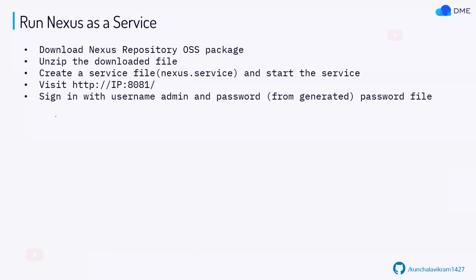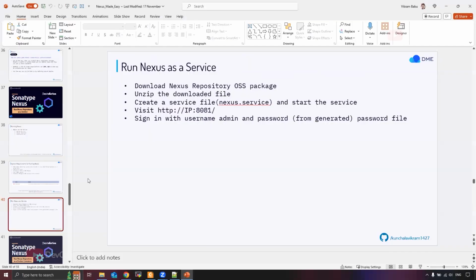So how do you run Nexus as a service? You first download the OSS package and extract it, and you will have the Nexus binary and all. But in order to run Nexus as a system service, you need a service file. So we will create a Nexus service and point the service to the Nexus binary. Then we'll use systemctl start nexus to start the Nexus service, and then we'll access Nexus on port 8081. The default username and password will be auto generated, so we will see that as well.